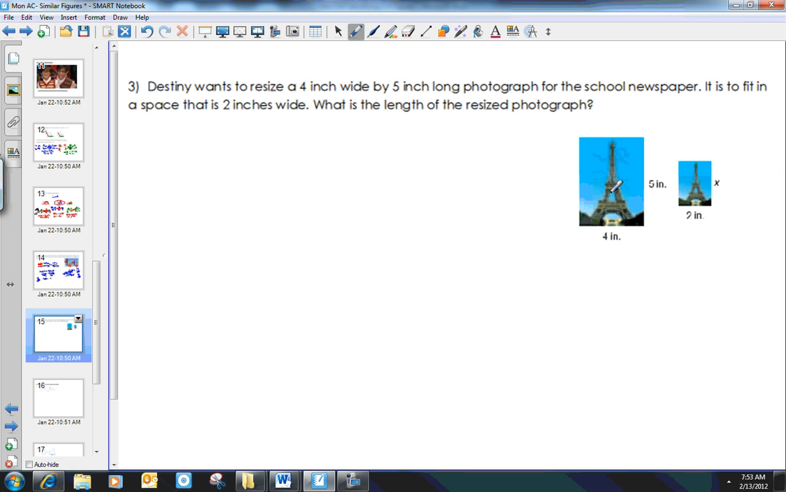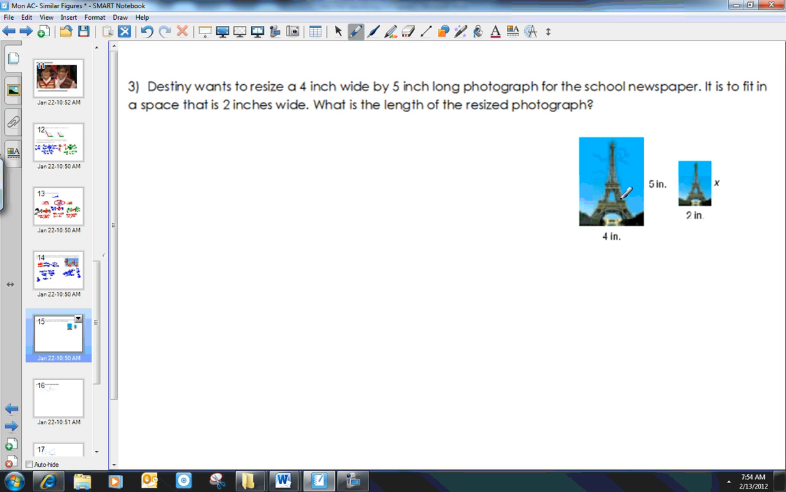One trick that you might do if you have 2 items, and in here Destiny wants to resize a 4-inch wide by 5-inch long photo for the school newspaper. It has to fit in a space that's 2 inches wide. How tall is that picture going to be? So one thing you can do if you have similar figures set up right next to each other in the same orientation, and what I mean is they're both with the long side going up and down. If they were one with the long side going left and right, the method I'm about to show you does not work. They have to be in the same orientation with the long side up and down. They have to be looking exactly the same.